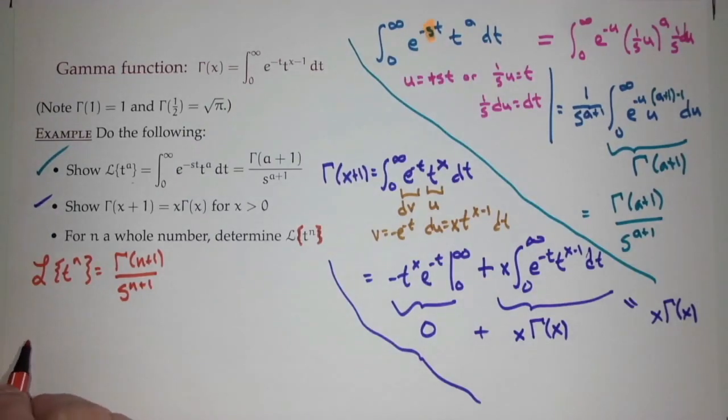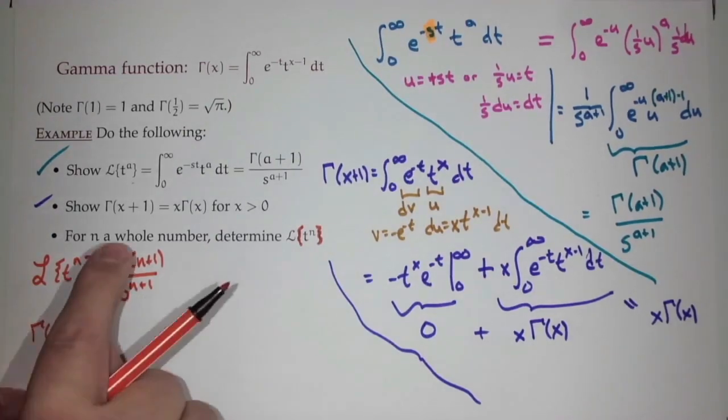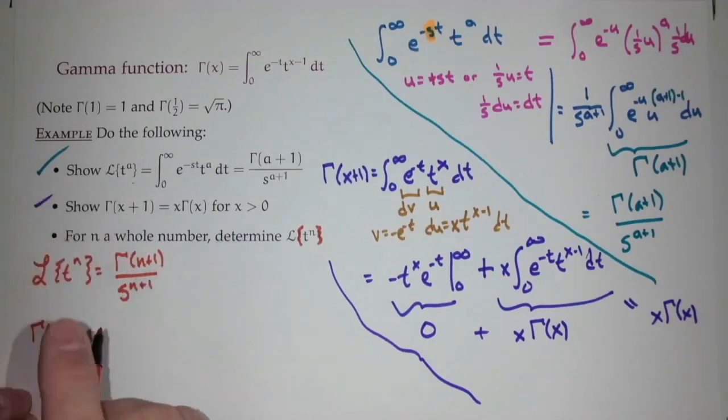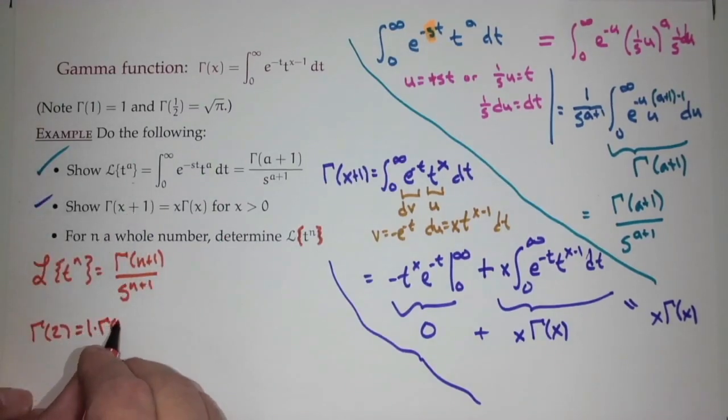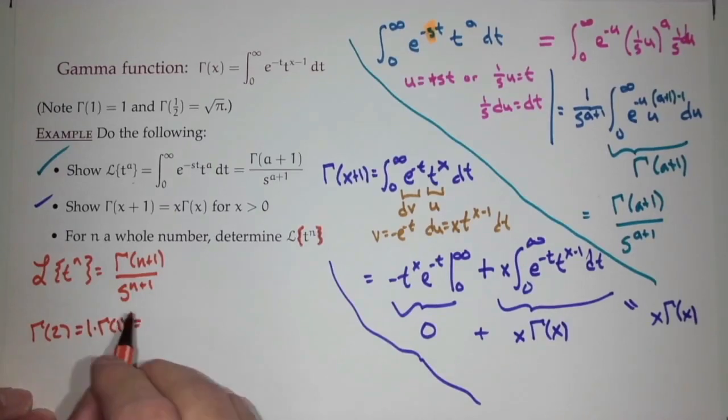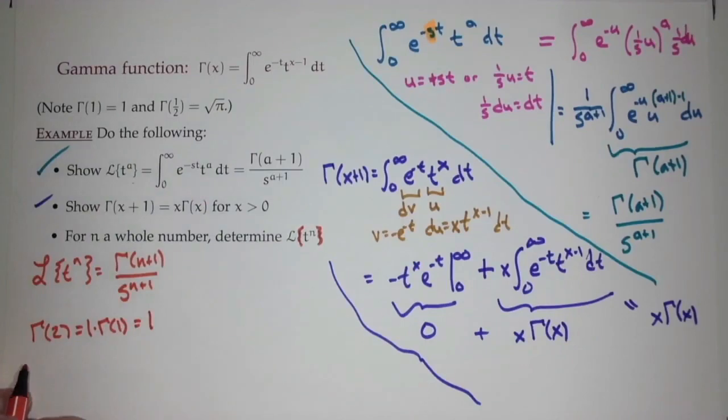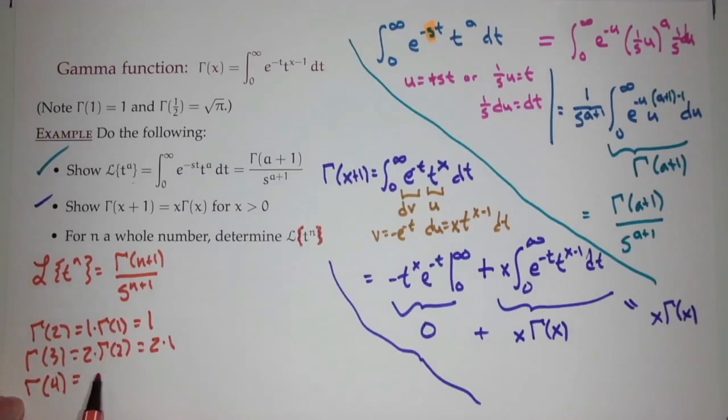So let's just make some quick notes. What is gamma of 2? Well, 2 is 1 plus 1. So that's 1 times gamma of 1. Gamma of 1 is also known as 1. So it's 1. Aha! Very cool. Gamma of 3. Well, according to the rule, it is 2 times gamma of 2. Well, we know what gamma of 2 is. That's just above it. So that's 2 times 1. Gamma of 4 is equal to 3 gamma 3. But gamma 3 is 2 times 1. So gamma of 4 is 3 times 2 times 1.